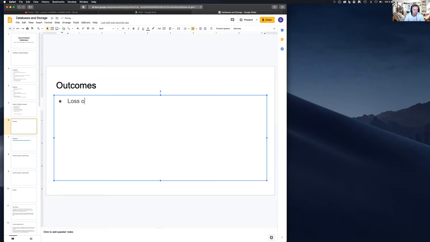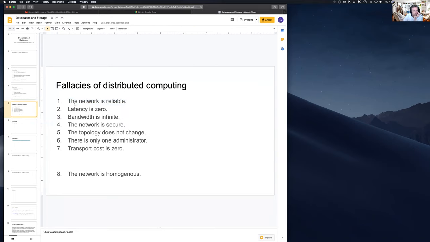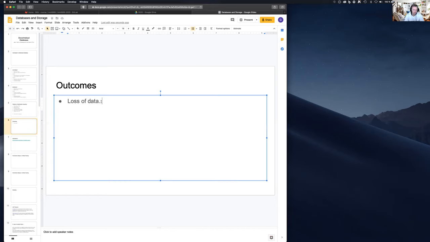Loss of data. What else? Less serious, what else can happen? Your app can get stuck, right? Which means they are waiting for something to happen, but it never happens, and they never recover. So you are waiting for a packet or some data to come, the network became unreliable, and the app just continues to wait, right? So apps can get stuck, apps can get unexpected timeouts, right?